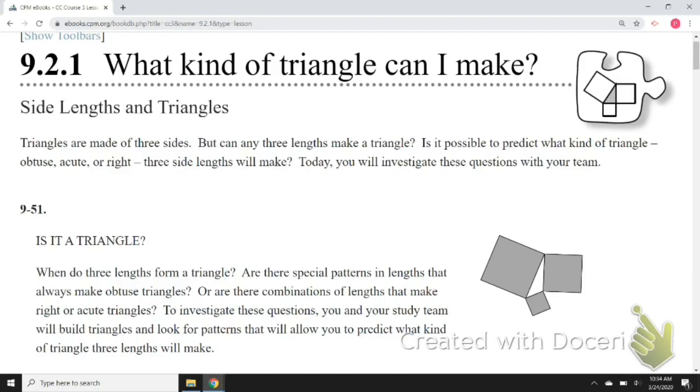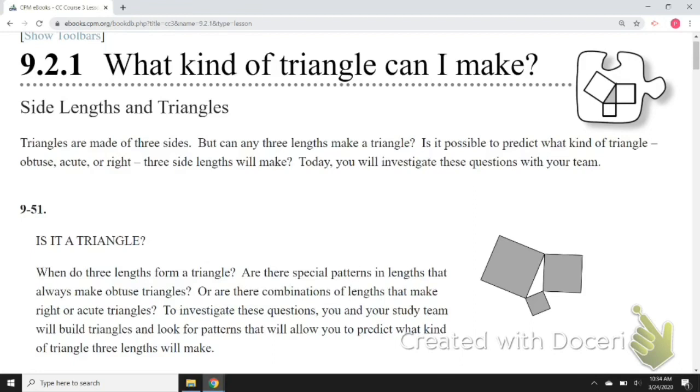Today, we're going to jump right into where we left off last time with CPM, Chapter 9, 9.2.1. We are now working with triangles, and we're going to work with some squares today. We're going to see if we can use squares to actually make a triangle, specifically the sides of a square. So our lesson today is about side lengths of squares and whether they can make triangles or not.